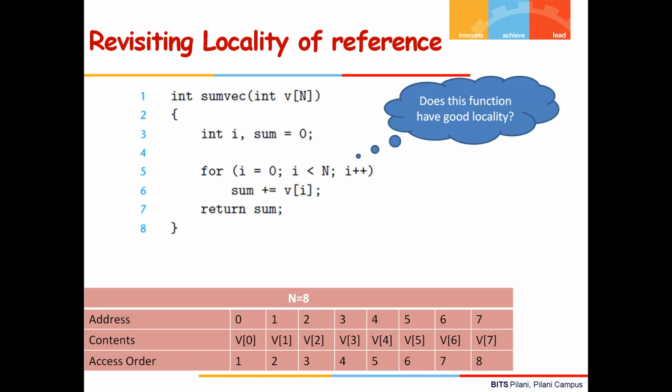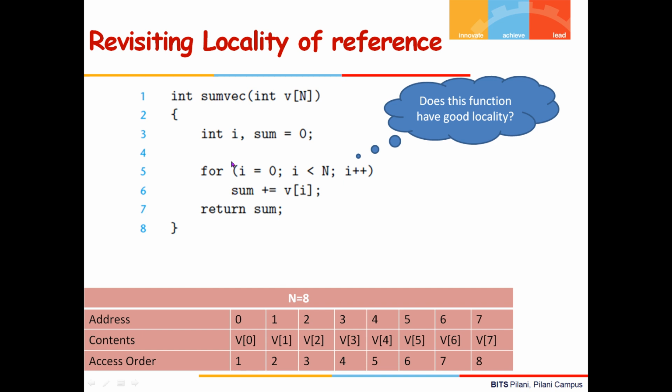Let's have a look at a particular code which is given here. We have a function called sumvec, and it is getting a passed variable, the array v, with the number of elements specified by n, which is of type integer, and this function will return an integer value. Now we have two declarations of variables, i, which is an integer, and sum, also an integer, initialized to 0.